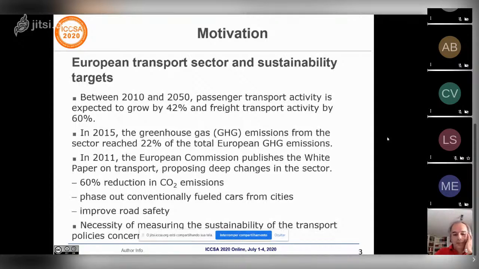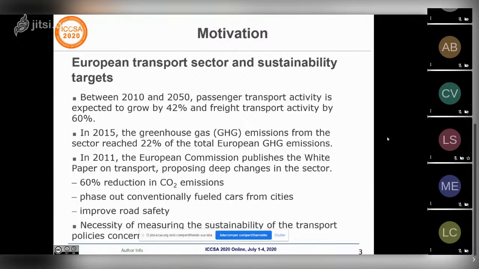Between 2010 and 2050, passenger transport activity is expected to grow by 42% and freight transport activity by 60%. Following this growth, the greenhouse gas emissions from this sector reached 22% of the total European GHG emissions in 2015. In 2011, the European Commission published the White Paper on Transport that proposed deep changes in the sector with the objective of making it more sustainable and efficient. Some of the goals mentioned in the paper are the 60% reduction in CO2 emissions by 2050 with respect to 1990 levels, the phase-out of conventional fuel cars from cities by the same year, and the improvement of road safety.